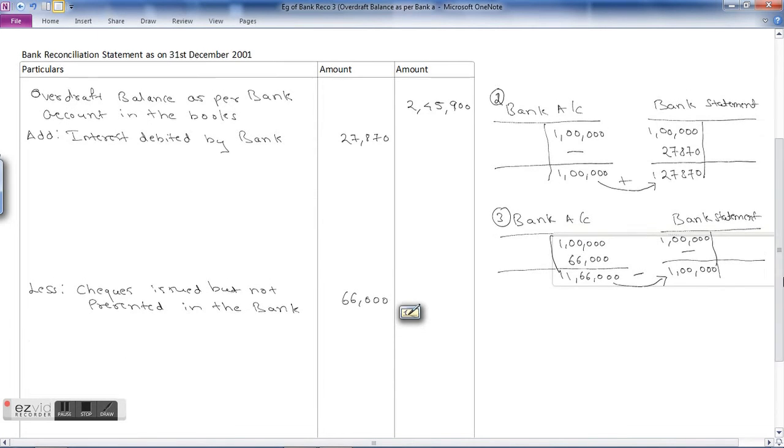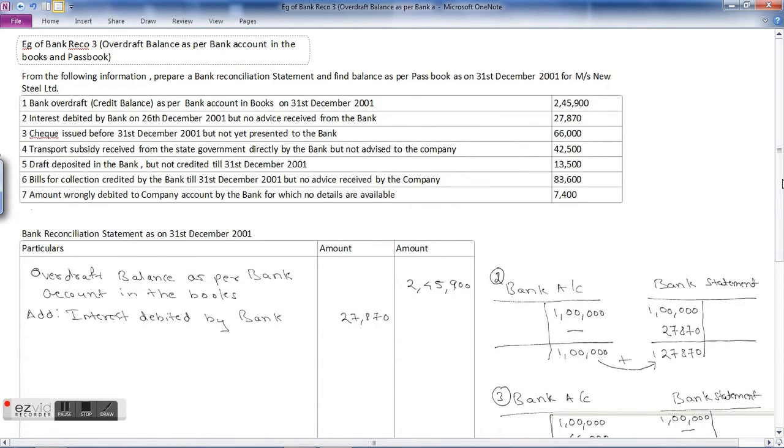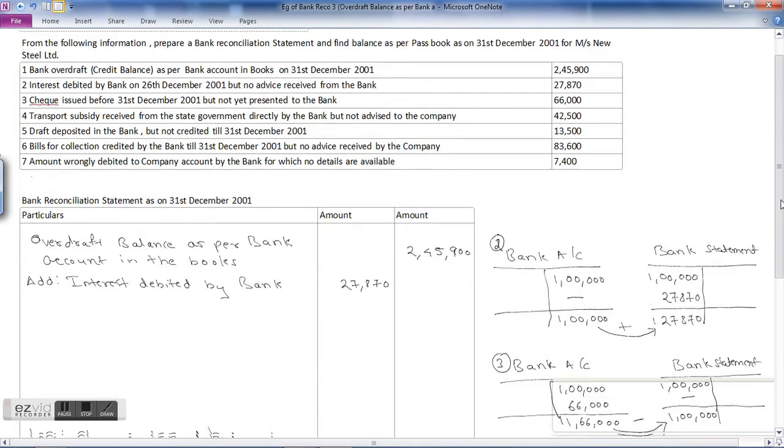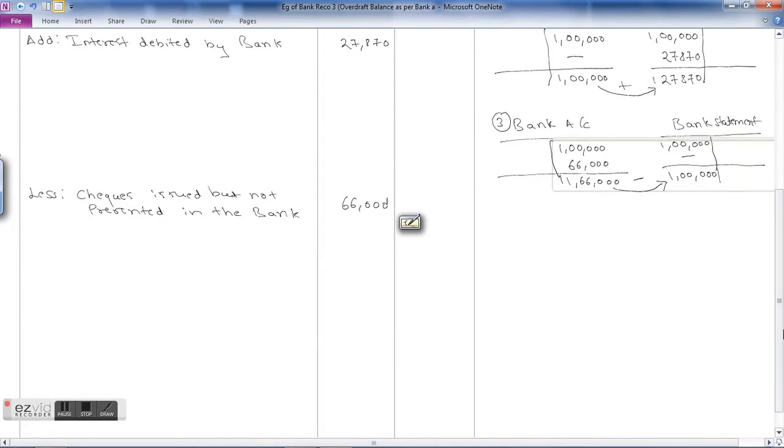Now we'll go to the next transaction, that is transaction number 4. Transport subsidy received from the state government directly by the bank but not advised to the company. Okay, so transport subsidy is received from the state government. What has happened is subsidy is received and the bank has credited our account. But there is no advice received by this company, so there is no entry in our books of account. Okay, so let's do the working for transaction number 4.